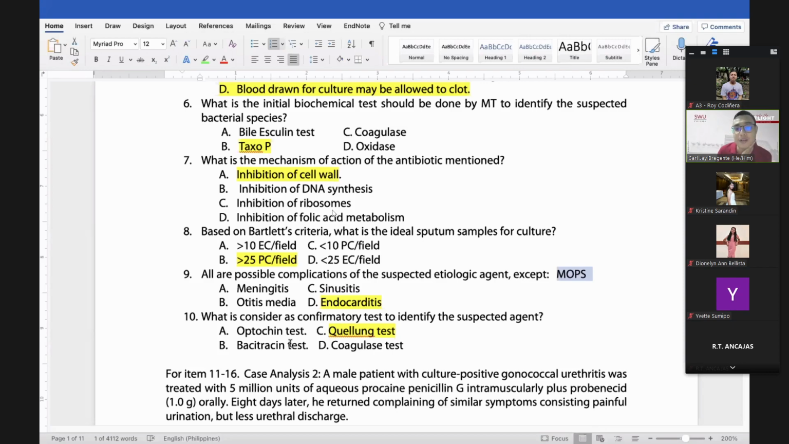And one test is your Quellung test. Okay, or your Neufeld's Quellung test. Neufeld's Quellung test, class, is a capsule testing. So for this, positive result is the swelling of the capsule. Since most of the Streptococcus species are not capsulated, only your Streptococcus pneumoniae may appear positive for Neufeld's Quellung test.